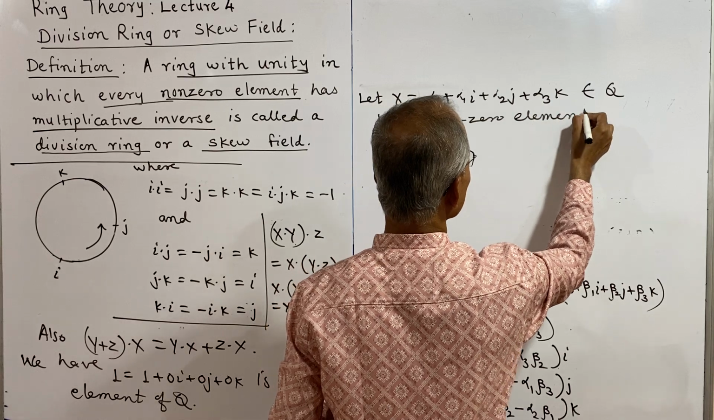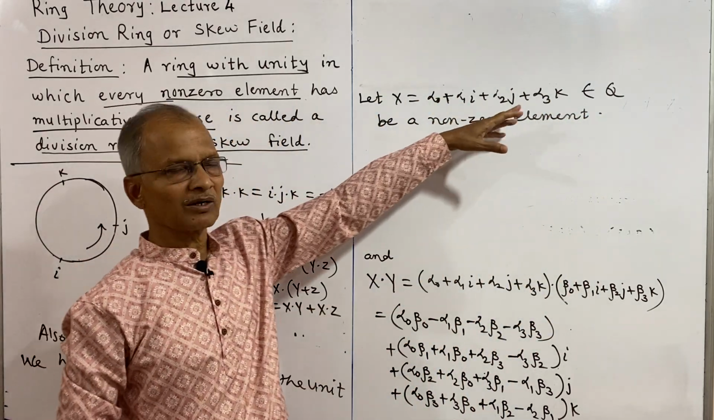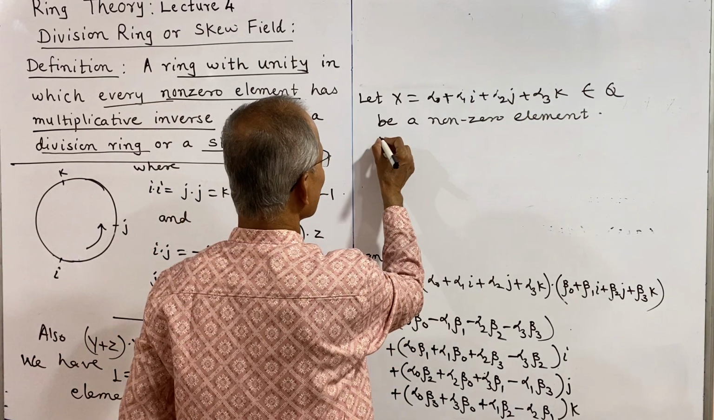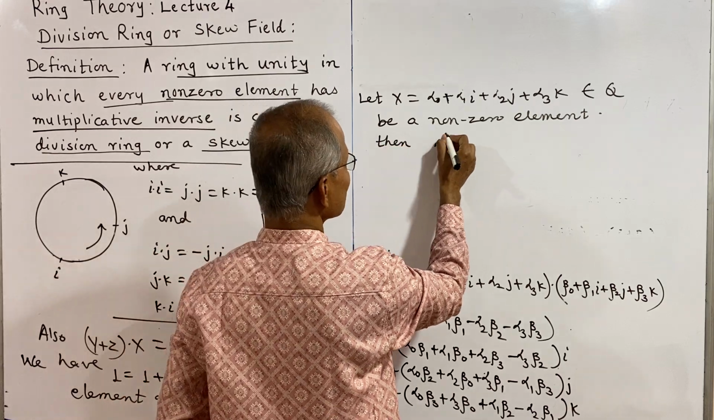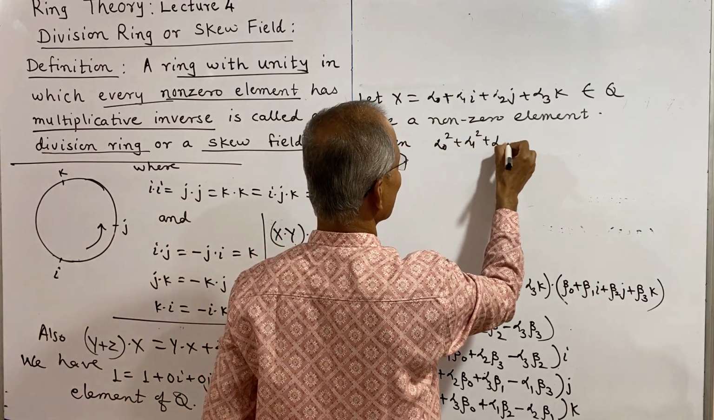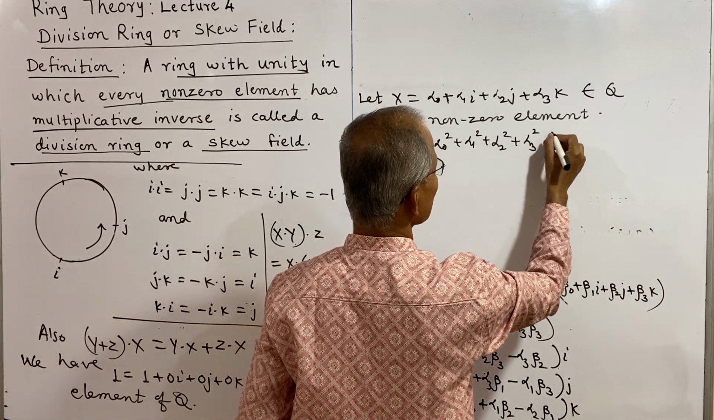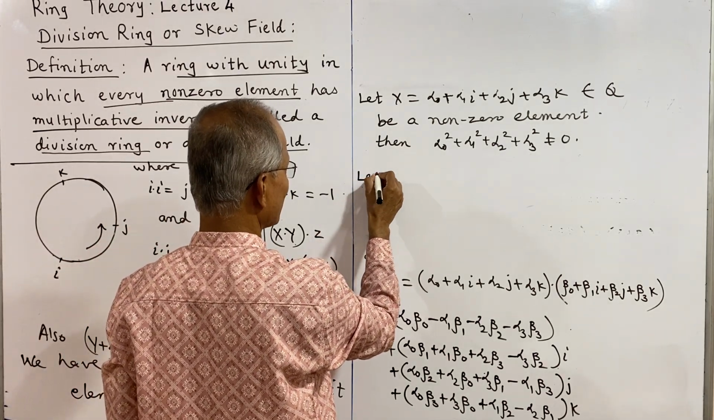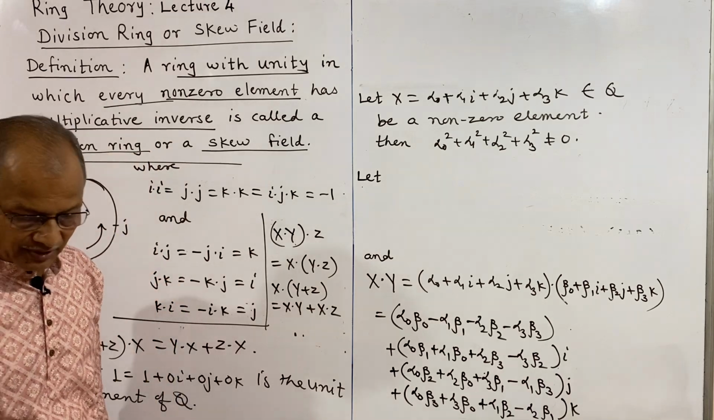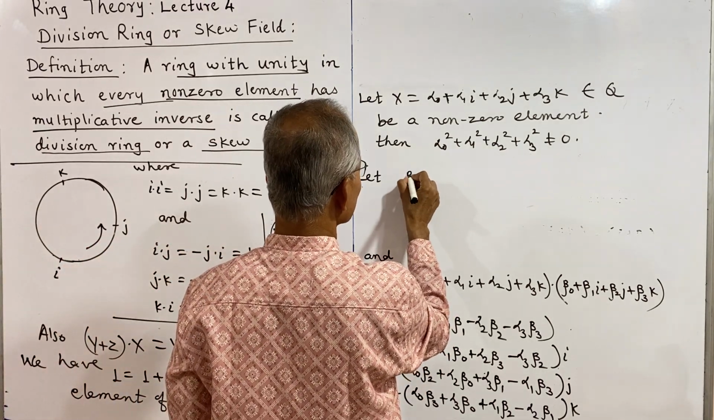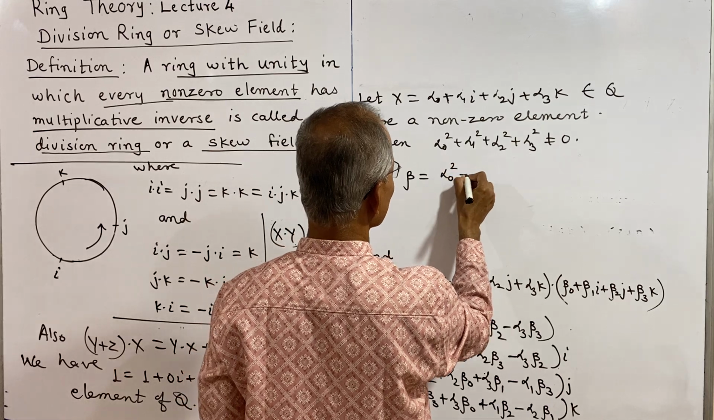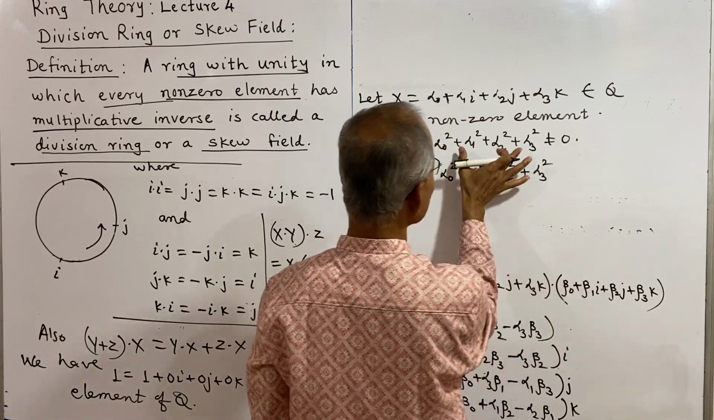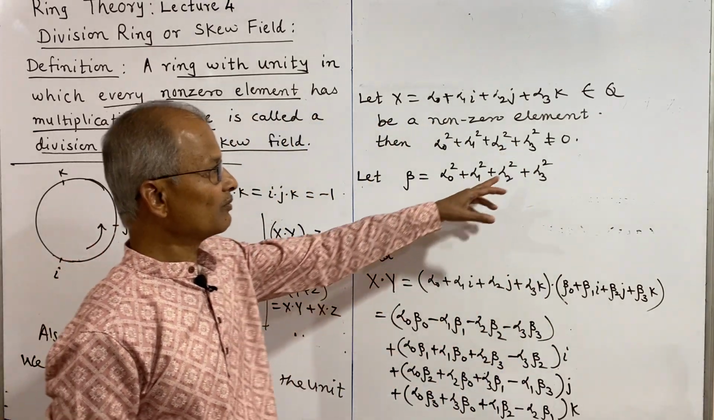If it is a non-zero element, then alpha naught, alpha 1, alpha 2, alpha 3 are not all 0, at least one is not 0, and therefore their sum of squares, alpha naught square plus alpha 1 square plus alpha 2 square plus alpha 3 square, is not equal to 0. Let us denote this by beta, which is not equal to 0.